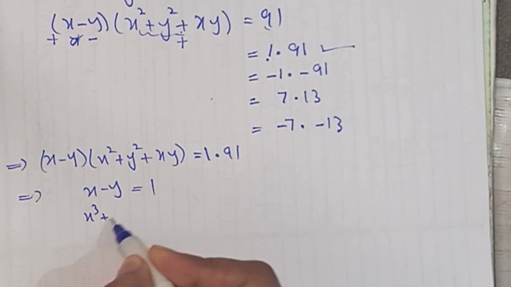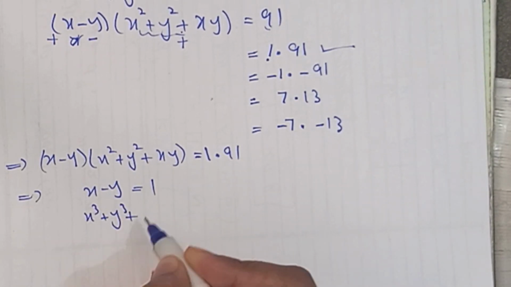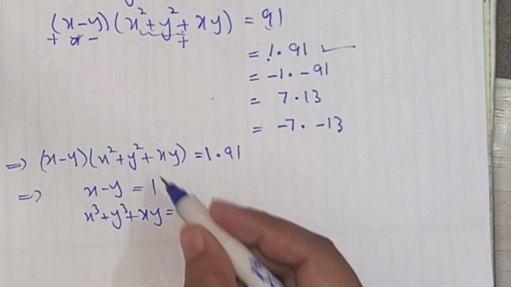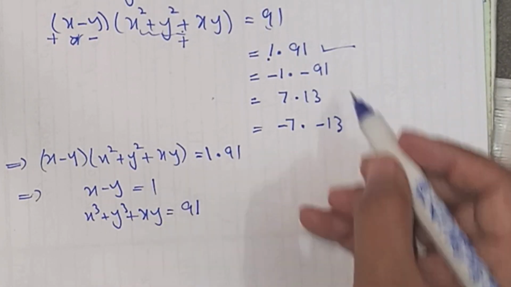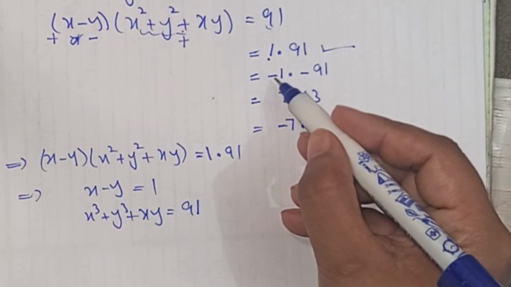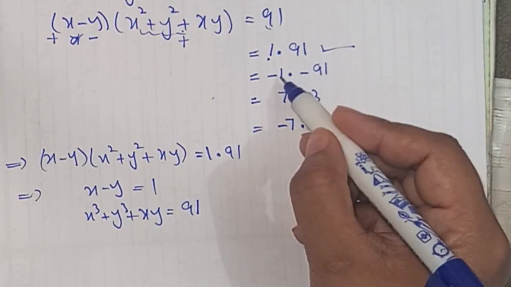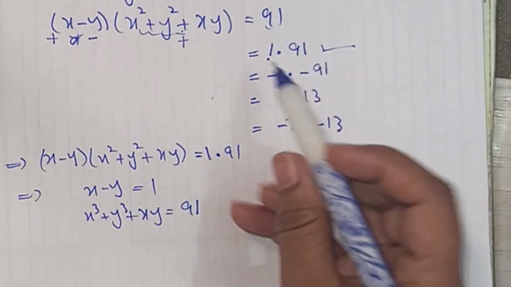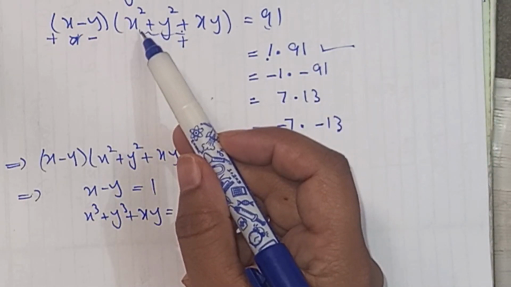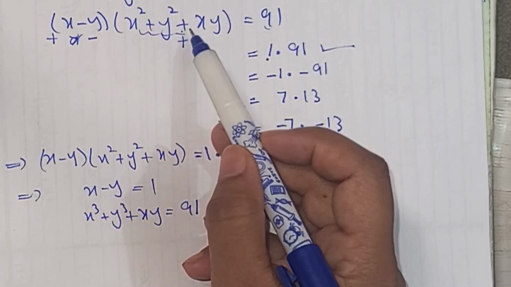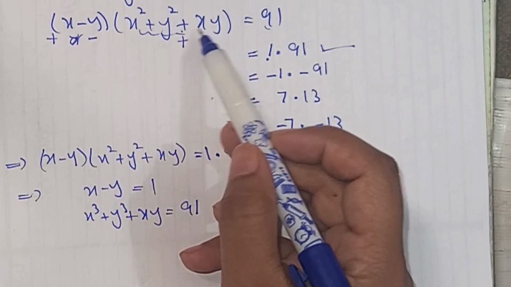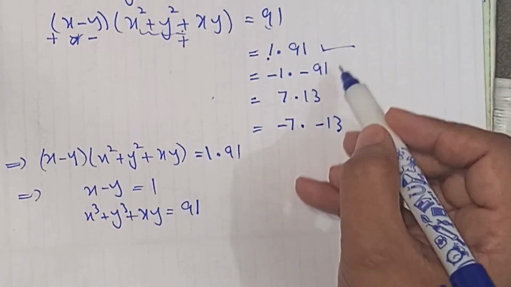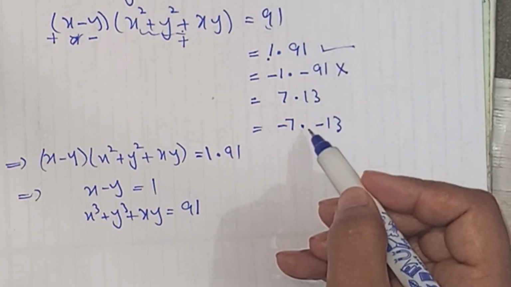and x square plus y square plus product of xy is equal to 91. We solve these two equations later, but first of all we discuss the remaining factors. So now look at this second factor. This is minus 1 multiplied by minus 91, and we have already discussed that the second part, x square plus y square plus product of xy, must be a positive number, and minus 91 is not a positive number, so we can't use this.